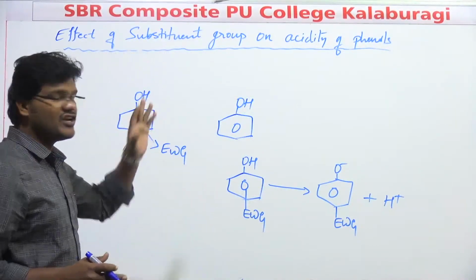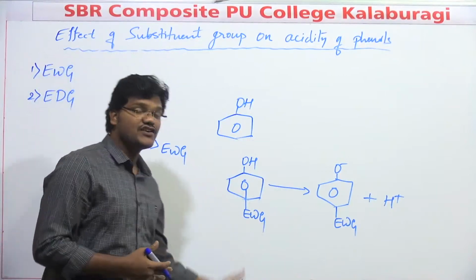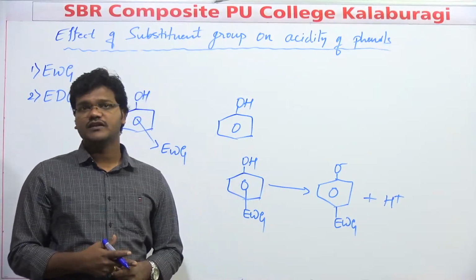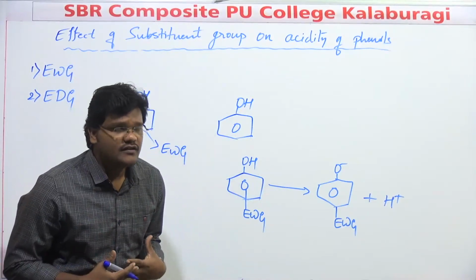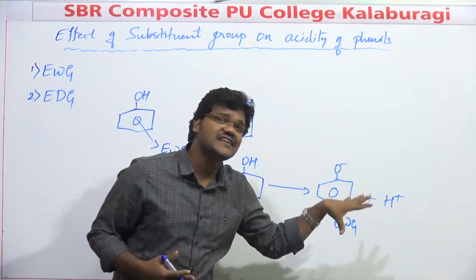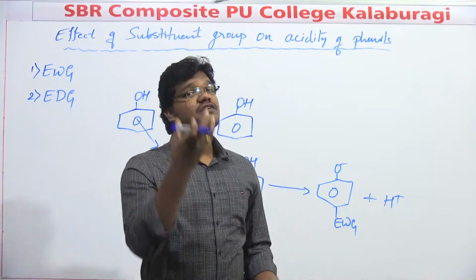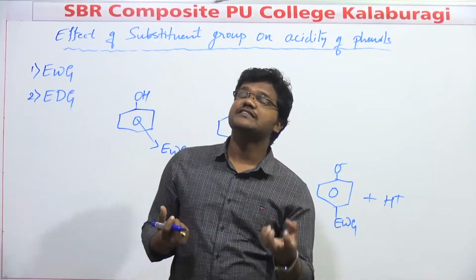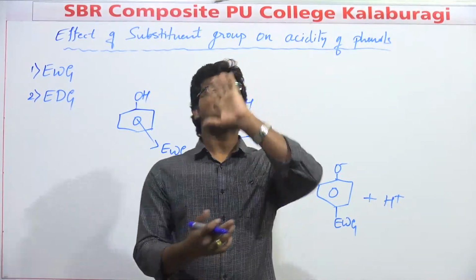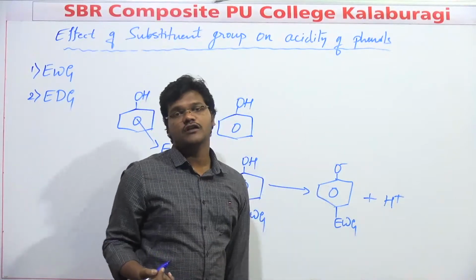Okay, so we are talking about the acidic nature of phenol. What happens if there is an electron withdrawing group? What happens if there is an electron donating group? I am supposed to think about the phenoxide ion that is going to form, whether that phenoxide ion is going to get stabilized by the presence of an electron withdrawing group or by an electron donating group. So what happens if there is a formation of phenoxide ion after donation of a proton?